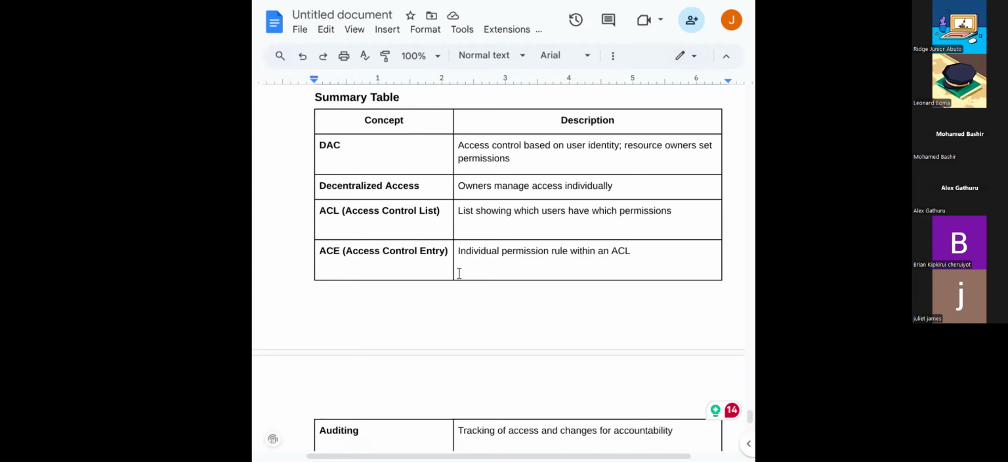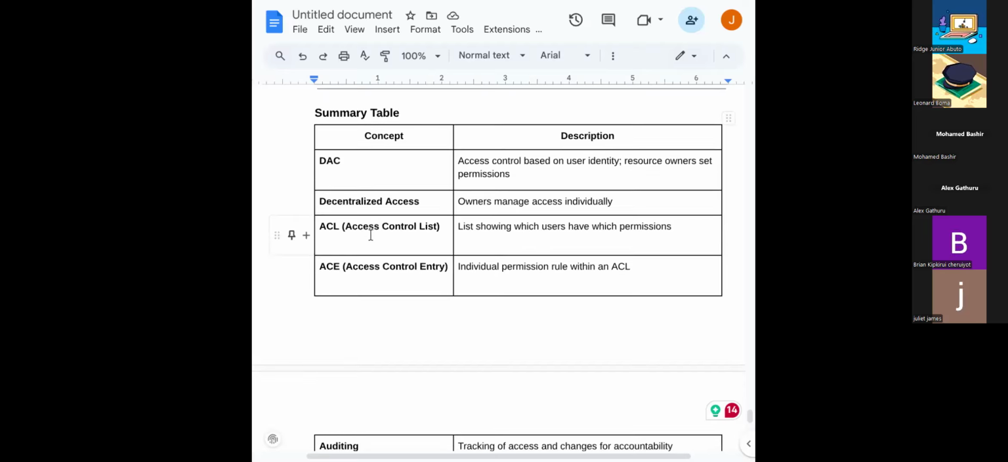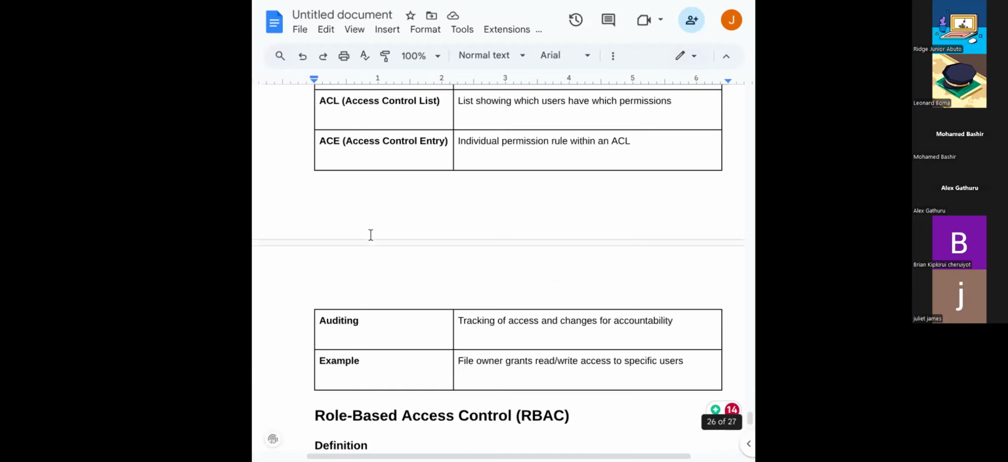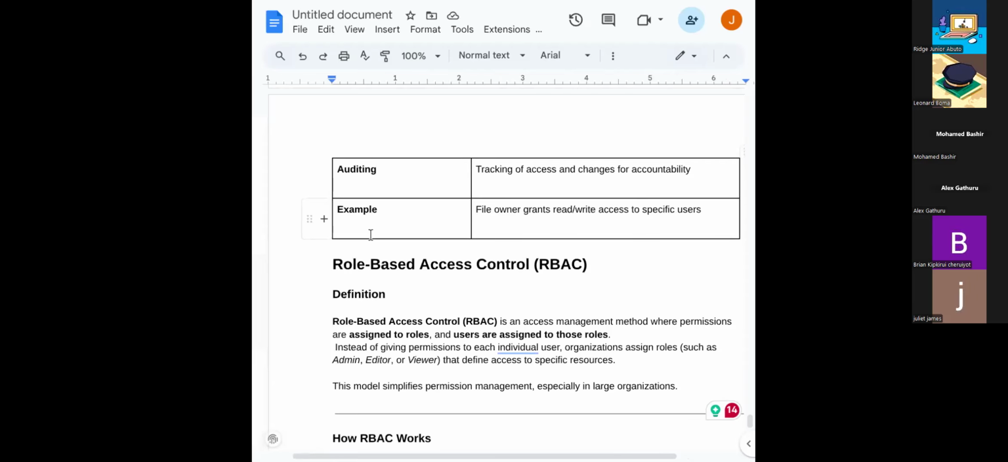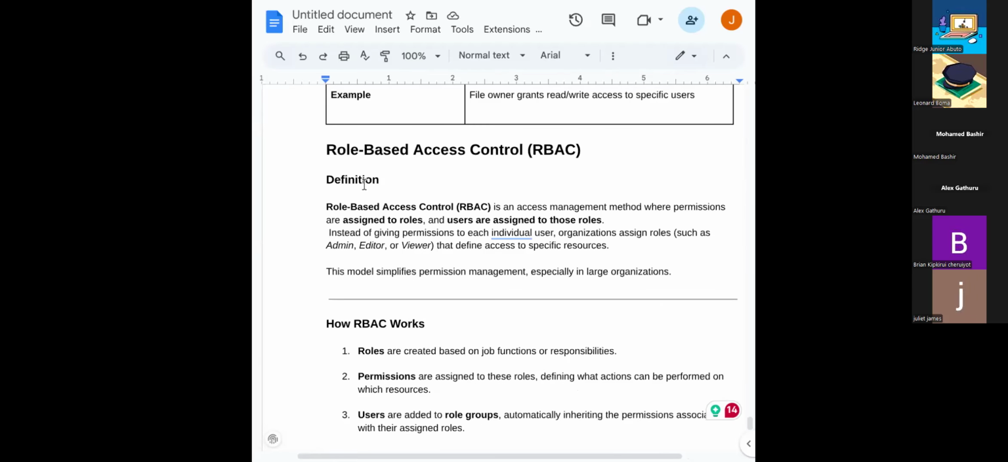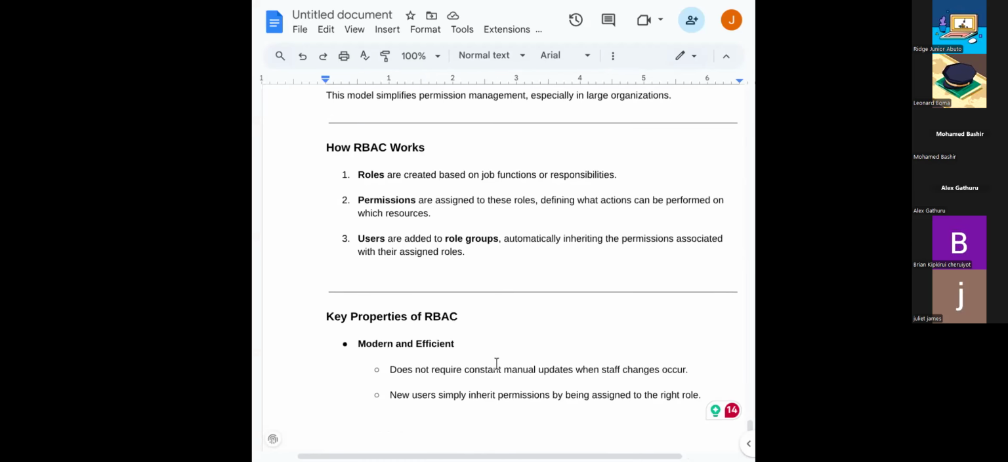And a summary table here of what we have done. Let's go quickly to RBAC. We finish the lesson. With RBAC, we said it's role-based, and a user is given a role, and the roles are created based on a specific function. They have the permissions to do something. So a certain role can be given permission to do something.